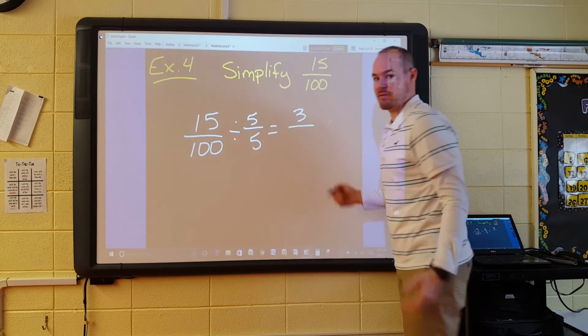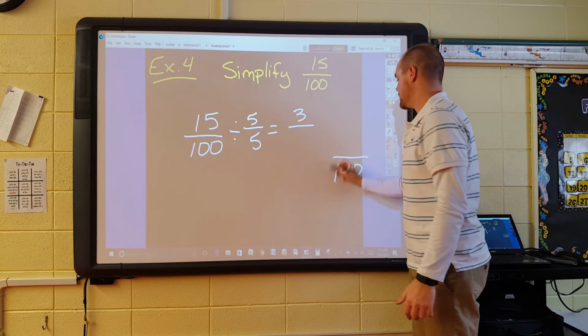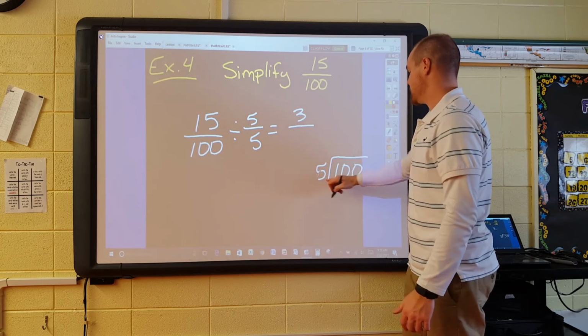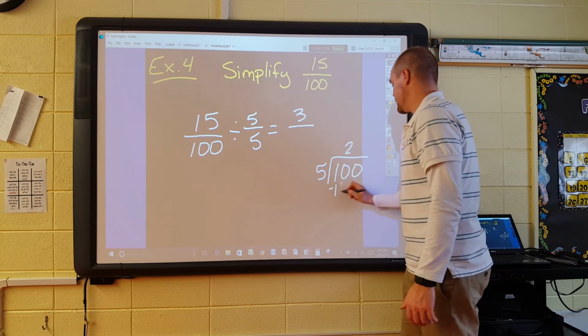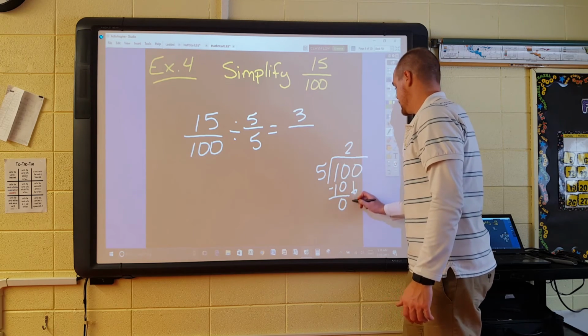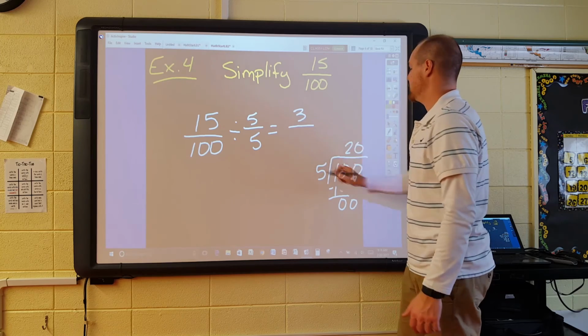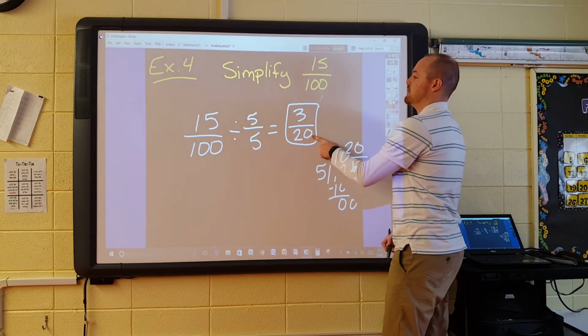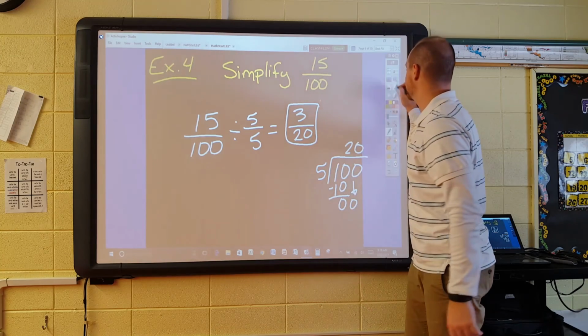100 divided by 5, if you aren't sure, we can write it off to the side. 5 goes into 1 0 times, 5 goes into 10 twice, and of course 5 goes into 0 0 times. Our simplified fraction is 3/20, for example 4.